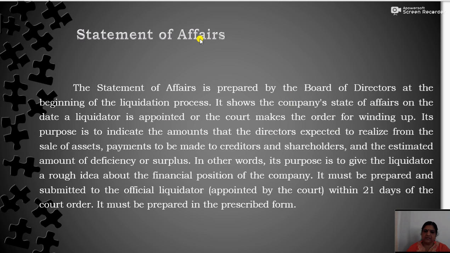So actually the statement of affairs will be prepared at the beginning of the liquidation process, and it will be prepared by the board of directors.